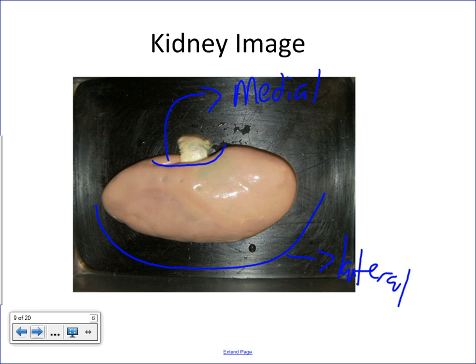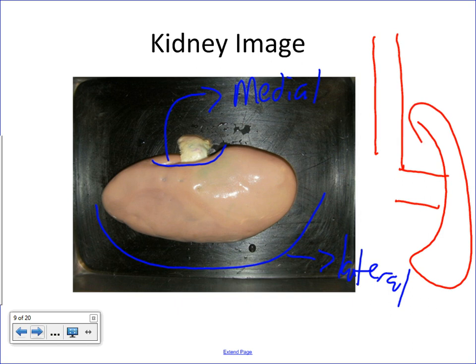Okay, so you get to see the aorta, and then here's a vessel, and then that vessel went into the kidneys like so. Hopefully your kidneys don't look like that, but you get the picture. So the inner concave aspect of the kidneys always faces medially. The outer convex aspect of the kidneys faces laterally.